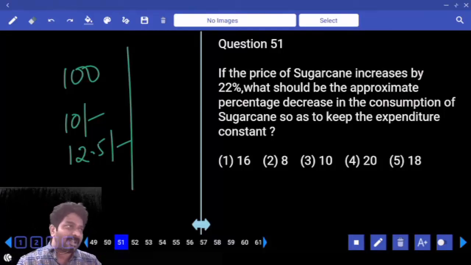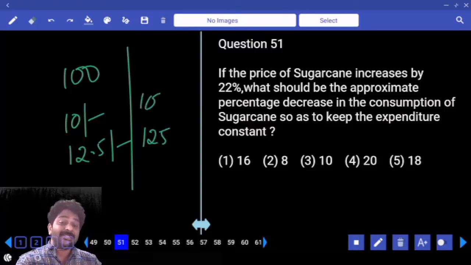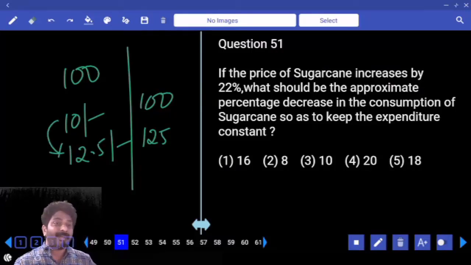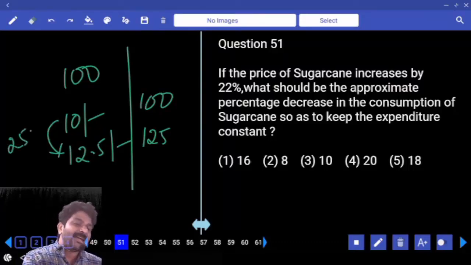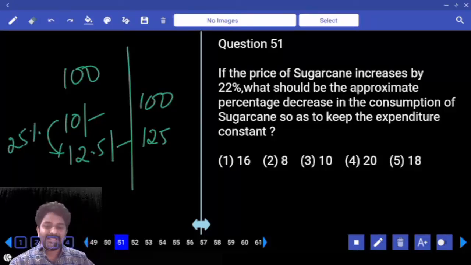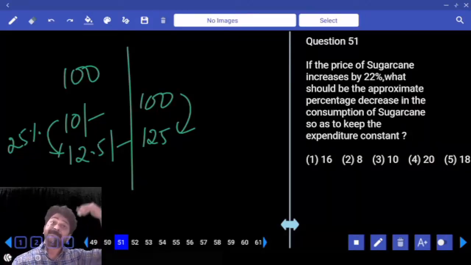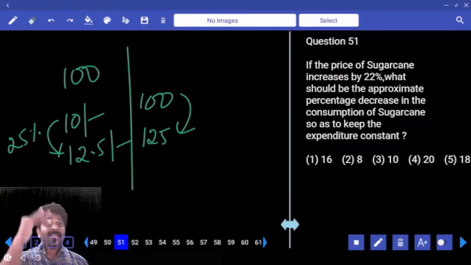12.5. మళ్ళీ ఇప్పుడు 10 యాపిల్స్ కొన్నారనుకోండి, మరి ఈ మంత్ ఎక్స్పెండిచర్ ఎంత అవుతుంది? 125. ఇంతకుముందు ఎంత అయింది? 100. సో ప్రైస్ ఎంత పెరిగింది? 2.5 with respect to 10 రూపీస్. ఎక్కడి నుంచి 2.5 పెరిగింది? అంటే 25% పెరిగిందనేనా? మరి ప్రైస్ 25% పెరిగితే ఎక్స్పెండిచర్ ఎంత పెరిగింది? 25% పెరుగుతుంది. If price increases by 20%, expenses increase by 20%. If price decreases by 25%, expenses also decrease by the same 25%.